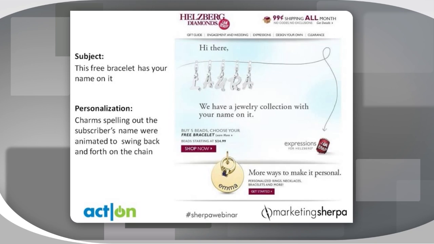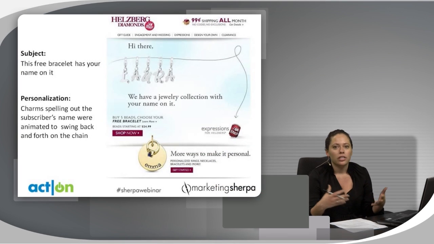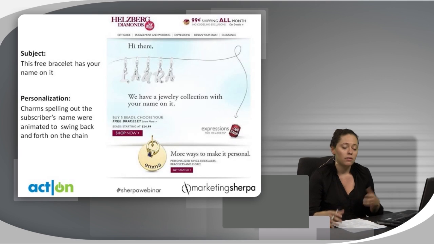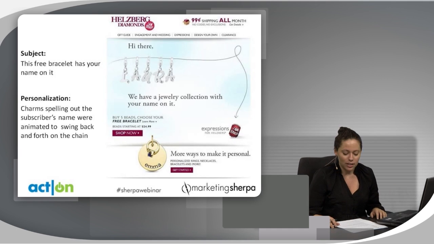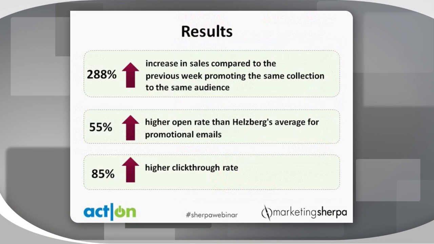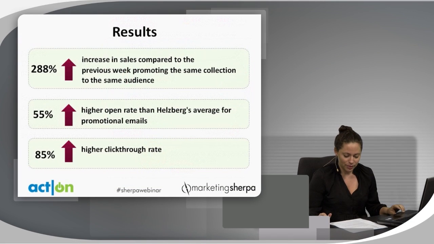So one of the marketers on the campaign said, at the end of the day, we are still trying to sell products and promote our offers. Personalization and animation are just the extra attention grabbers that we really use to set ourselves apart from the competition, just to wow our customers. And that's a great way of looking at it. They're decoration, they're jewelry on your email campaigns. So they saw a 288% lift in sales compared to their previous week, promoting the same collection to the same audience, and a 55% higher open rate than their average for promotional emails, and an 85% higher click-through rate.